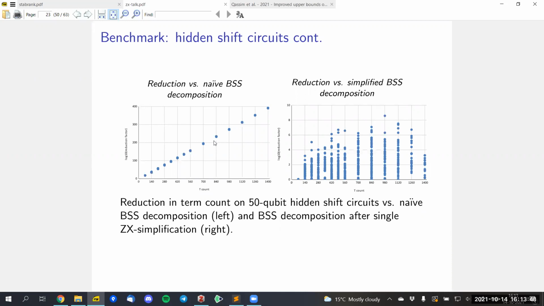Yeah, maybe there's some kind of counting argument to be made that we need to represent all these states. So maybe you can say something like most states will have high stabilizer rank. Yeah. I don't know of any formal results.